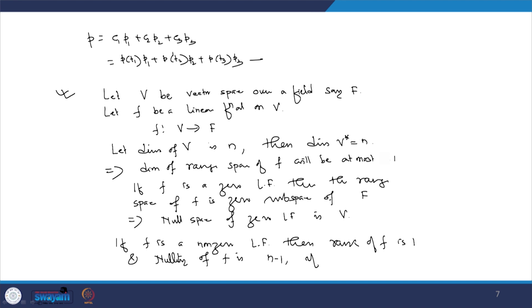if the dimension of V is n. Okay. If V is an infinite dimensional vector space, then I will say that the null space of a non-zero linear functional will be 1 less than the dimension of the vector space V. But since in the case of infinite there is no question of that, I will simply say that for a finite dimensional vector space, the dimension of the null space will be 1 less than the dimension of V.